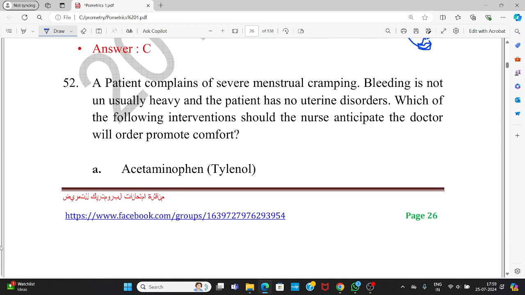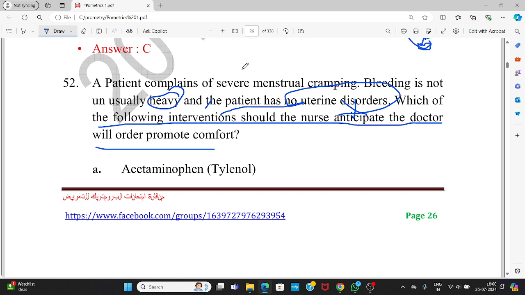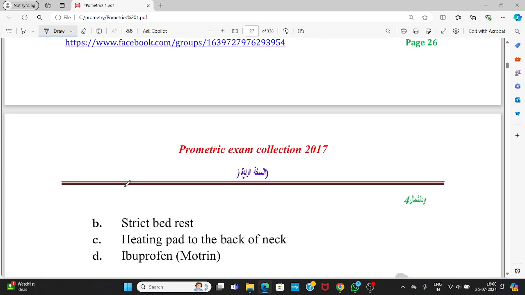A patient complains of severe menstrual cramping. So your question is a pharmacology question, I guess. The bleeding is not unusually heavy and the patient has no uterine disorder. So there is no problem. Which of the following interventions should the nurse anticipate? Actually, the patient has severe menstrual cramps, but there are no abnormalities related to that. So which will be the answer?